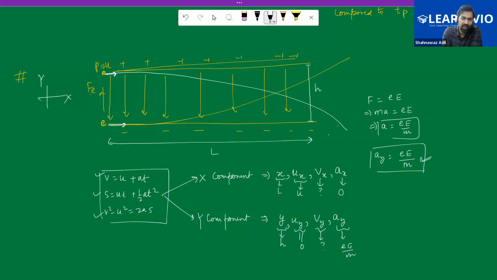Okay, so now this part is done. The force on a charged particle in an external electric field is done. So now let us do some questions on electric field, right? Let's do some questions on electric field.